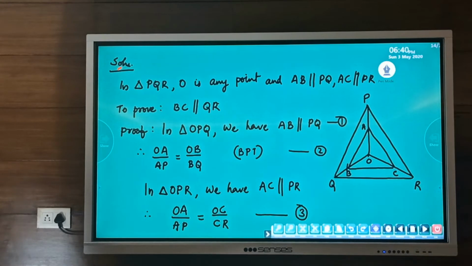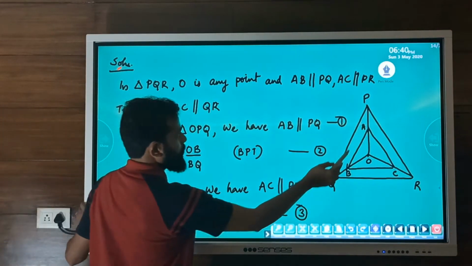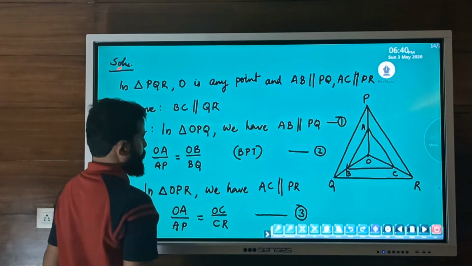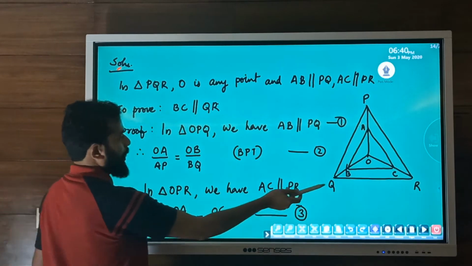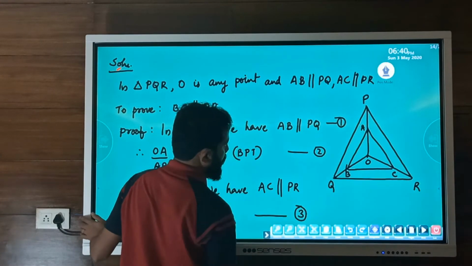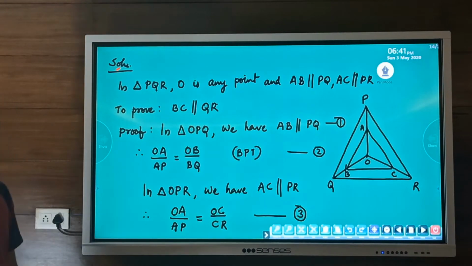And in triangle OPR, next, this is the triangle OPR. The same condition we are using. AC parallel to PR which is given. This is the line AC which is parallel to PR. So by basic proportionality theorem, OA divided by AP equals OC divided by CR. That is our equation 3.